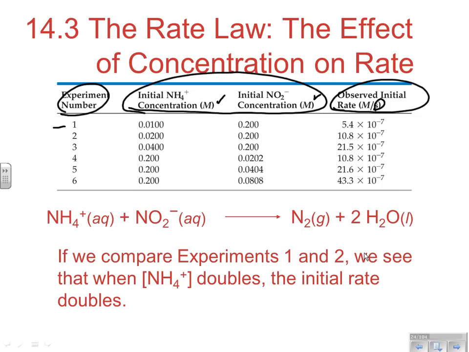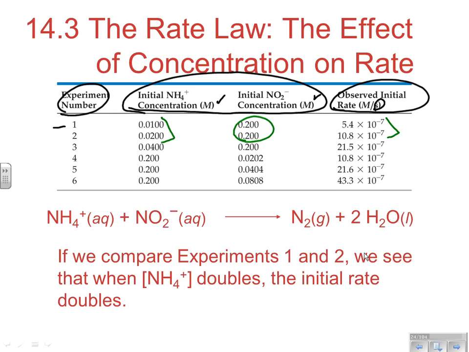So if you take a look, it says if we compare experiments 1 and 2, we'll see that when NH4+ doubles, the initial rate doubles. So what you basically do is pick two experiments where one concentration is being held constant. In experiments 1 and 2, our NO2- concentration is not changing, which means it's not going to have an effect on the rate. So everything that happens to rate is directly caused by what's happening here with ammonium. In these two experiments, we went from 0.01 concentration to 0.02. So when we doubled our concentration, look at how these two things compare. They're doubled. So doubling the concentration doubles the rate.